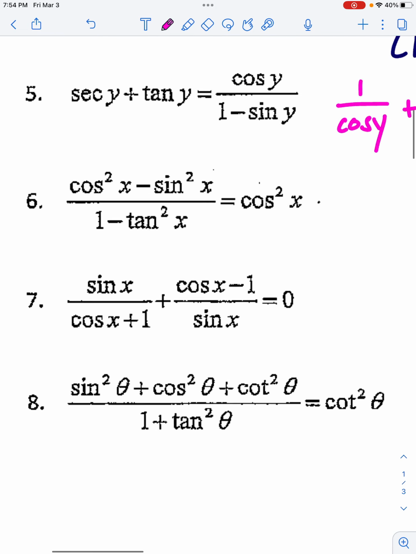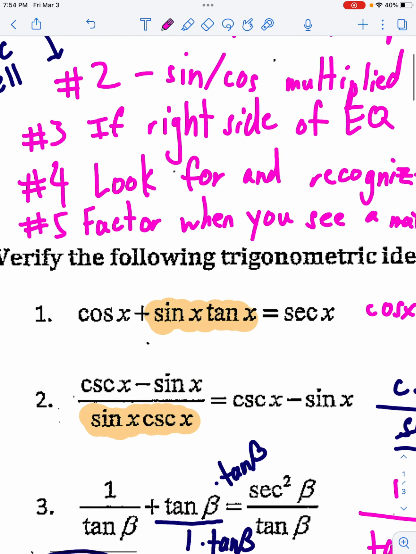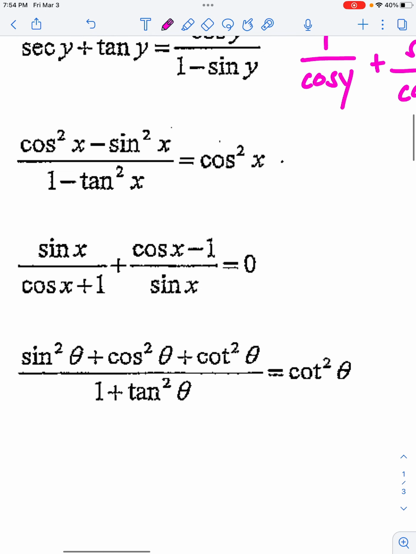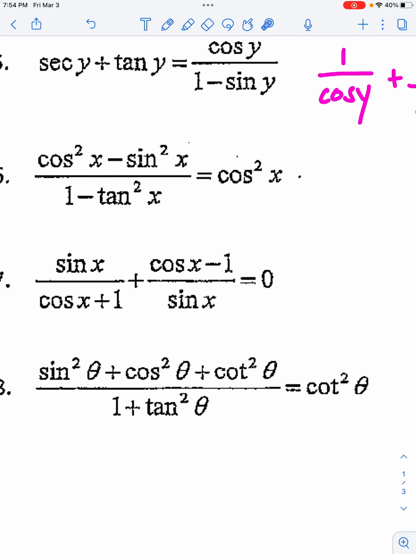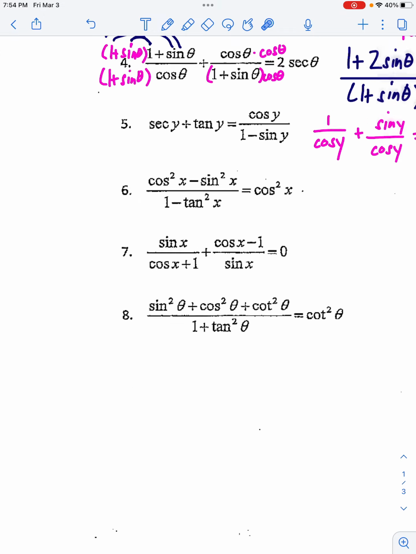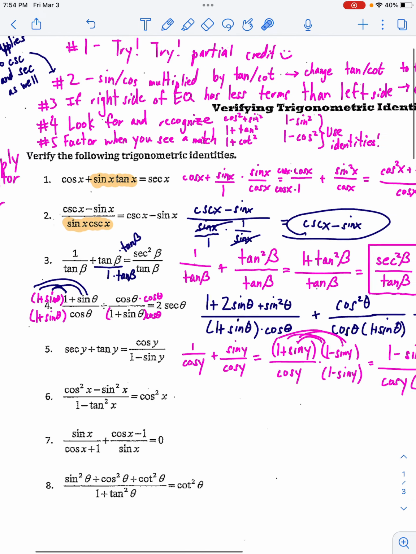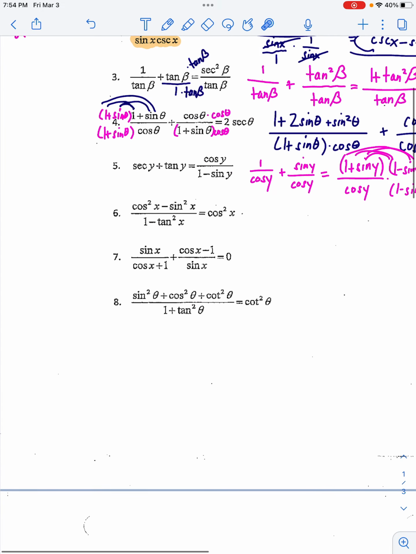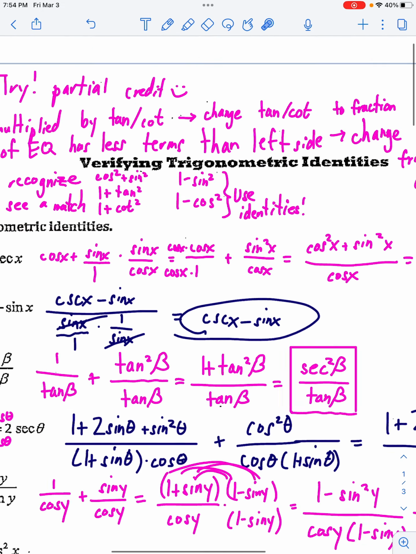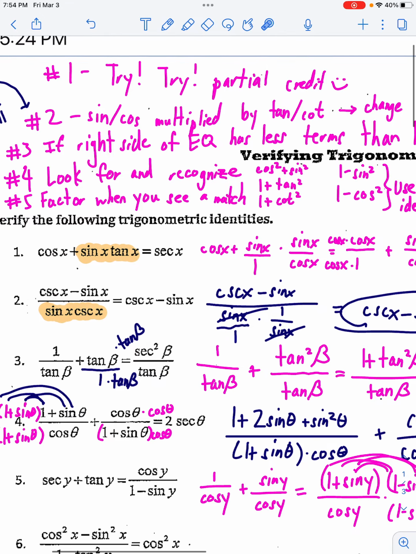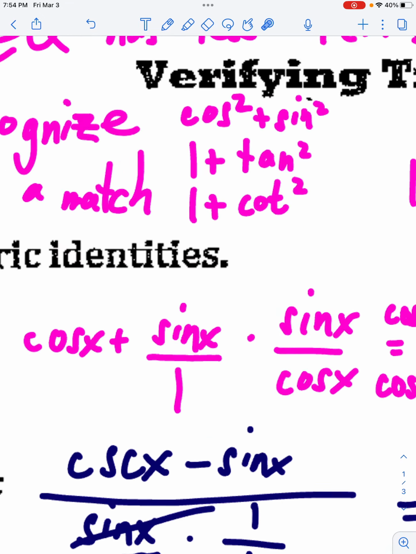So how do I want to explain this one? Number 6, okay, you have one term on the left and one term on the right. So we can't use trick number 3. We don't really have trick number 2. We don't have trick number 4. We almost have trick number 4, but this is a 1 minus tan squared. It only works for 1 plus tan squared, okay?